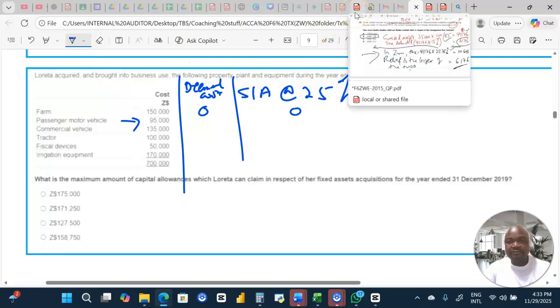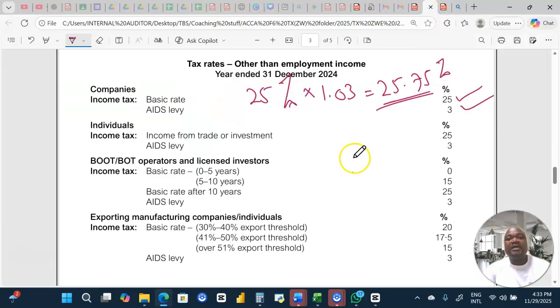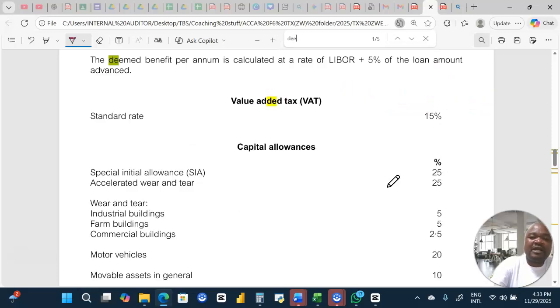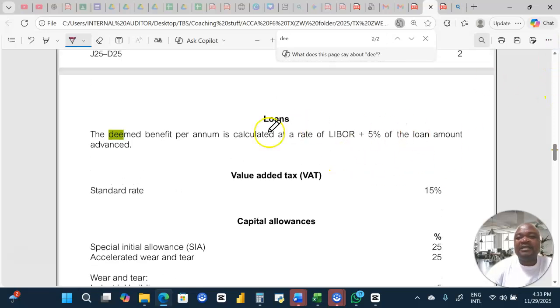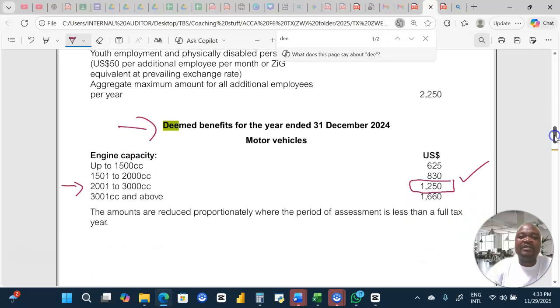Tax tables, where are you? Here, they don't talk of deemed cost for capital allowance. The deemed cost here is for the loans. Deemed costs for motor vehicles are deemed for the purposes of income tax.